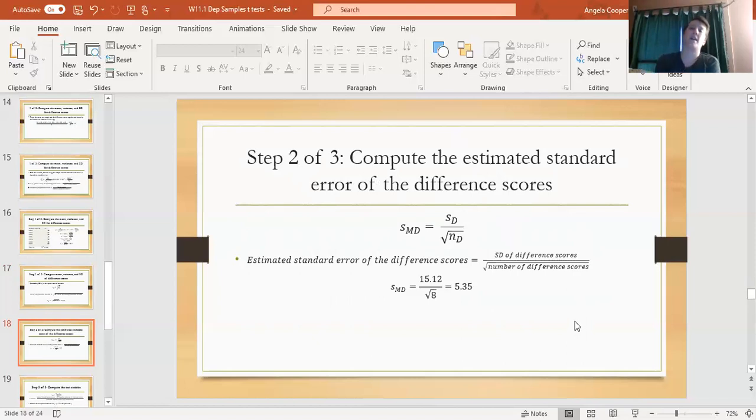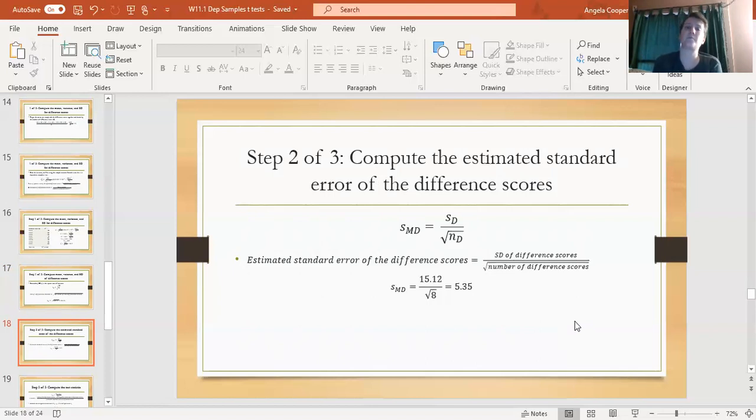Nifty. Now we have to calculate the estimated standard error of the difference scores. We've calculated the mean, variance, and standard deviation of the difference scores in step 1. Now we're going to compute the estimated standard error of the difference scores for step 2. Okay, so that formula is equal to the estimated standard error of the difference scores. That S_MD is what that stands for. It is equal to the standard deviation of the difference scores, which we have, divided by the square root of the number of difference scores.